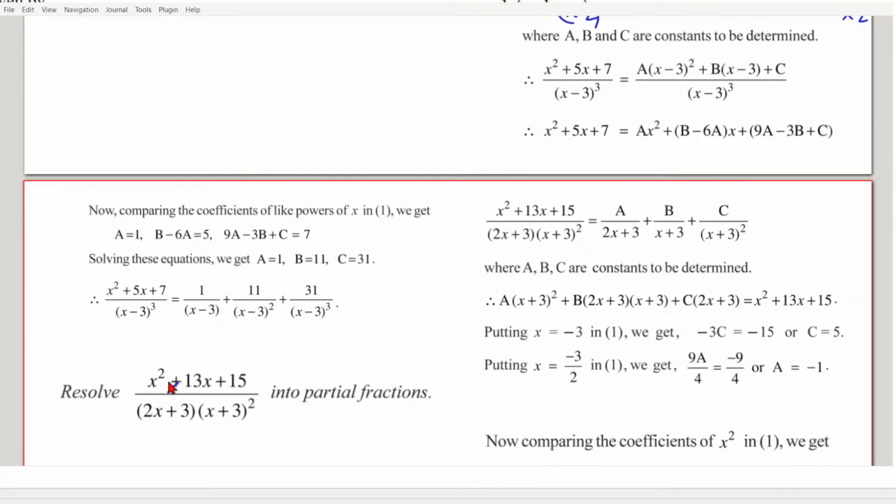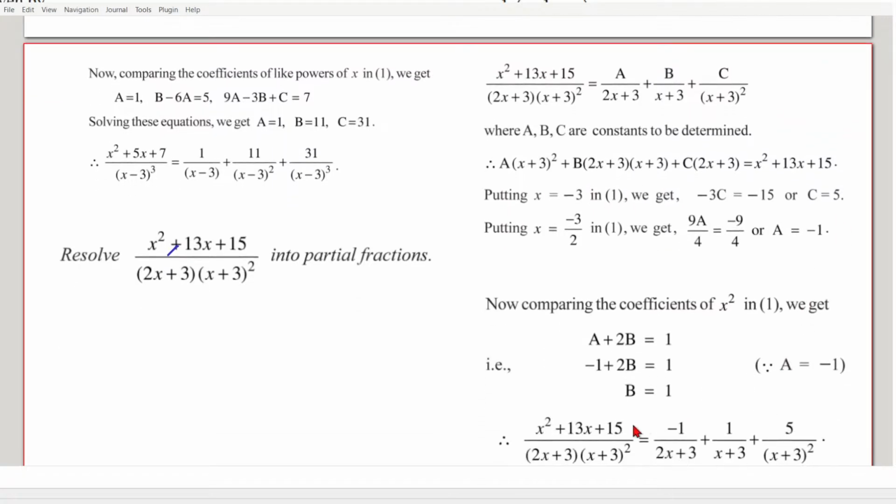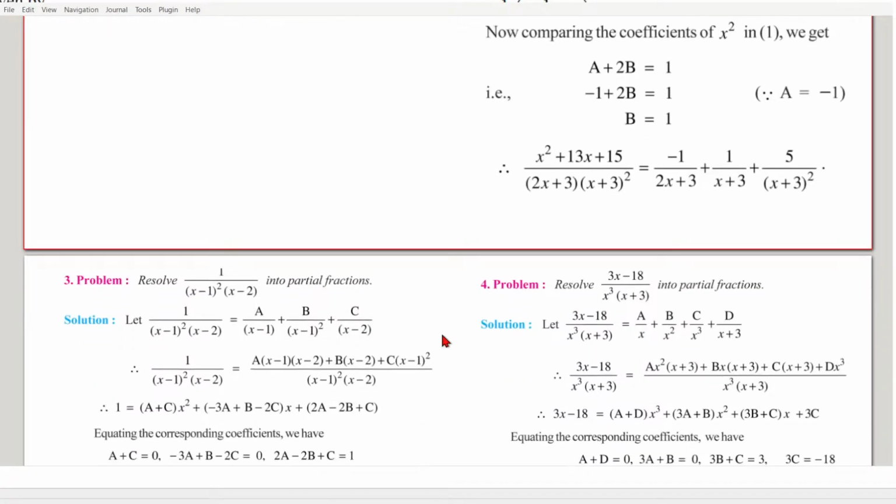Now in this case, what do we get? Here, the numerator power is 2, the denominator power is 3, so 2x plus 3, and x plus 3 and x plus 3 whole square. Understood? Again, you will compare coefficients. Compare coefficients, calculate, and you will get this.